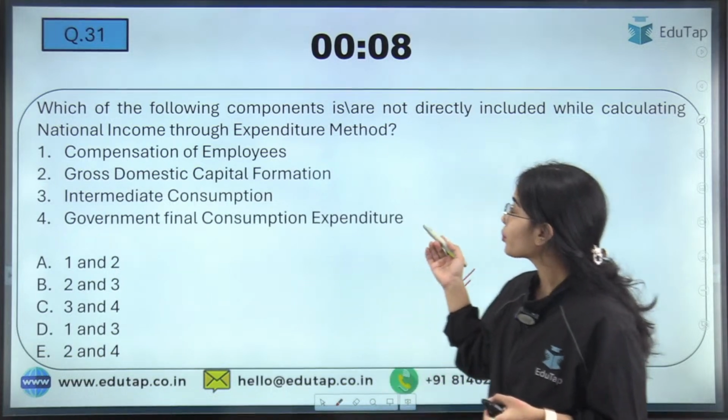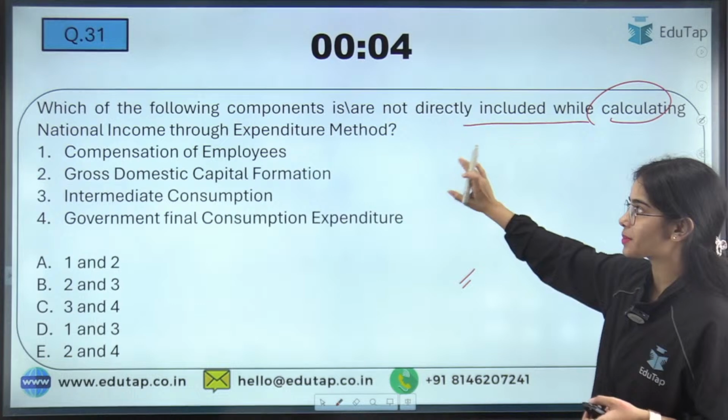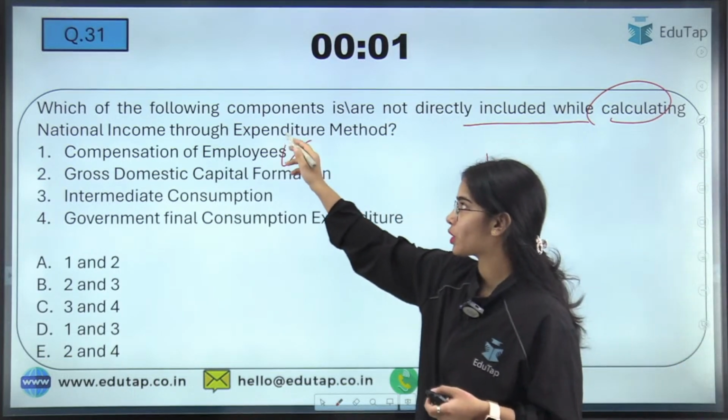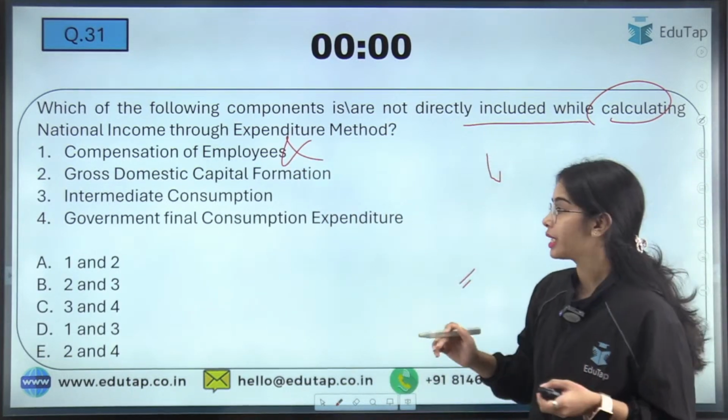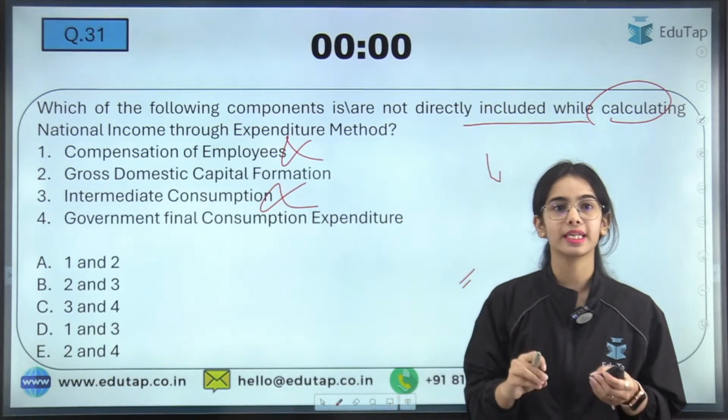Which of the following components is or are not directly included while calculating the national income through expenditure method? Compensation of employees is not expenditure, this is income. Intermediate consumption is not added in the national income, so they are not included in the expenditure method.